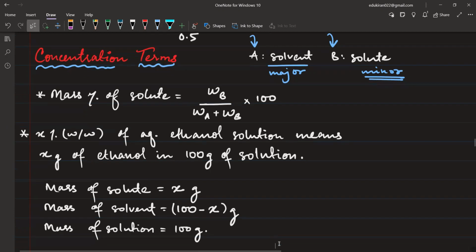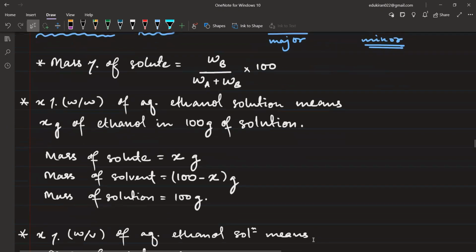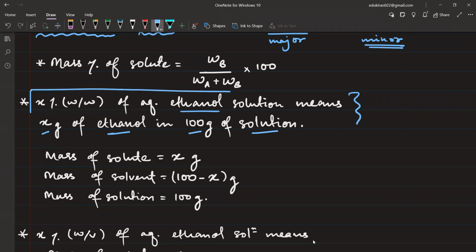The simplest concentration term is mass percentage of solute. It is equal to the mass of solute divided by the mass of solvent plus mass of solute, the complete mass of all the components, times 100. But you will not be using this formula so much as this particular part. If you have X percentage W by W of an aqueous ethanol solution, what does it mean? It means X gram of ethanol is present in 100 gram of solution. Now, this statement, X percentage W by W of aqueous ethanol, is telling me what?